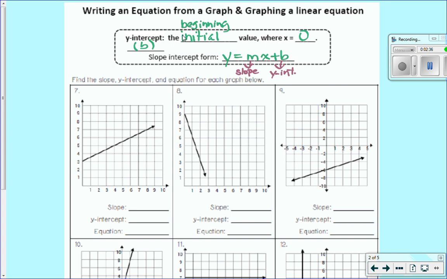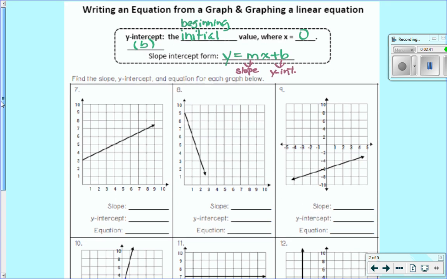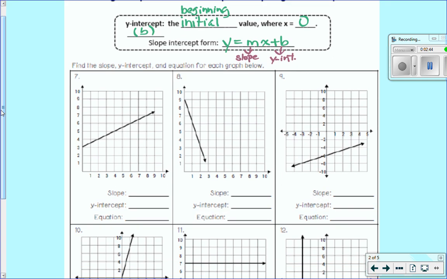We're going to find the slope, the y-intercept, and then we're going to be able to write the equation. So we always begin with our y-intercept. I like starting there. Okay? So again, where x equals 0, your y-intercept, that's your y value. So it's where the line crosses the y-axis. Where does the line cross the y-axis? On, what number is that? 3. That's it. That's your y-intercept. And that is a positive 3, right? Are we good with that?